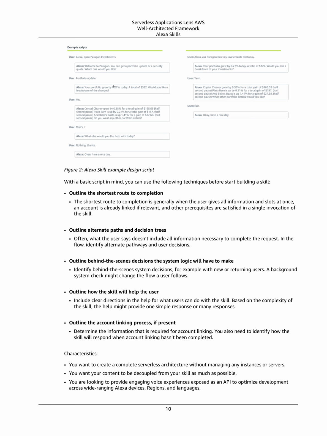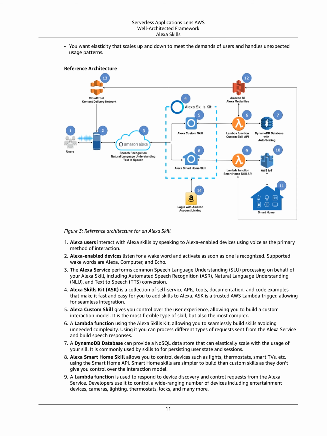You are looking to provide engaging voice experiences exposed as an API to optimize development across wide-ranging Alexa devices, regions, and languages. You want elasticity that scales up and down to meet the demands of users and handles unexpected usage patterns. 1. Alexa users interact with Alexa skills by speaking to Alexa-enabled devices using voice as the primary method of interaction. 2. Alexa-enabled devices listen for a wake word and activate as soon as one is recognized. Supported wake words are Alexa, Computer, and Echo.